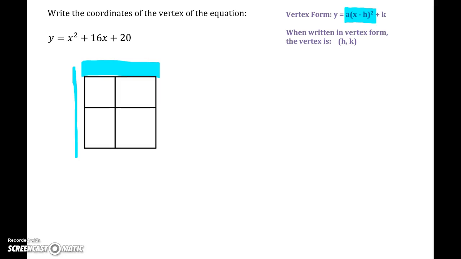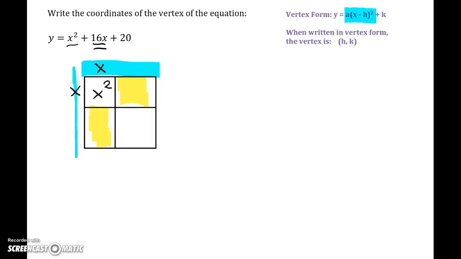So what we need to do is to start filling in the pieces that we know. We know that the x squared is going to go in this box here. And the way that we make an x squared is by multiplying x times x. Now the next thing is we need to take our 16x and we have to split it equally into the two boxes that you see here and here, because again, it needs to be a perfect square.